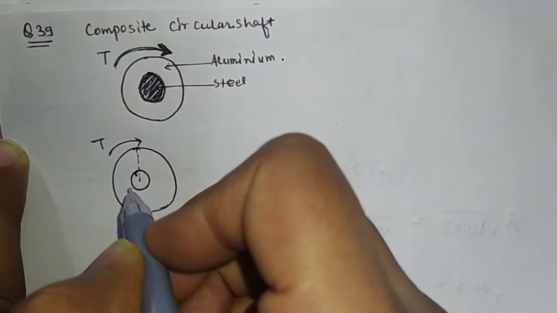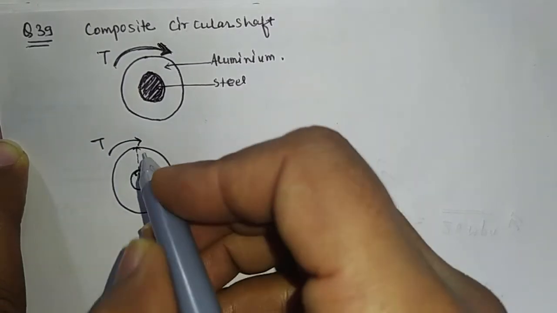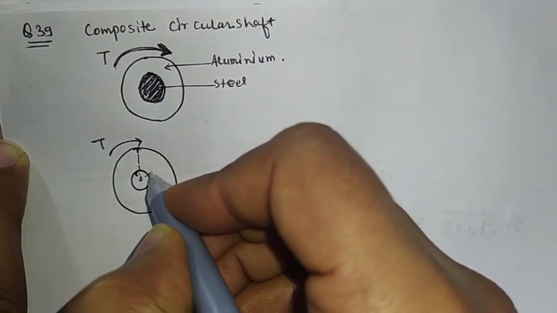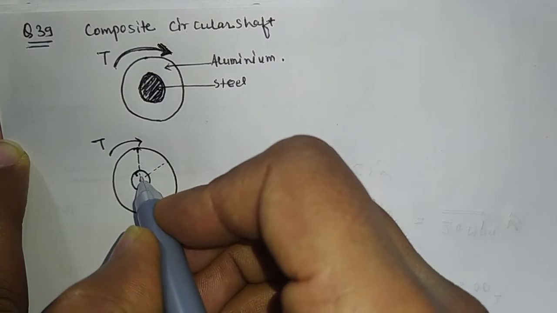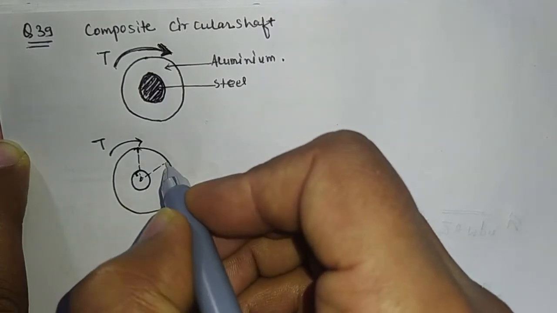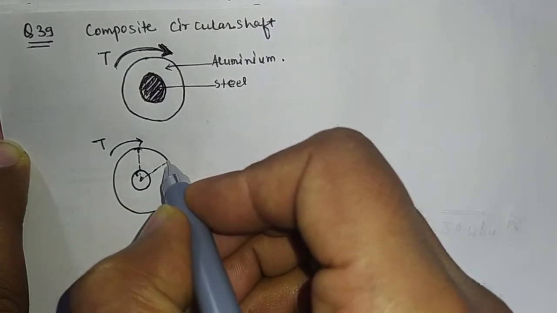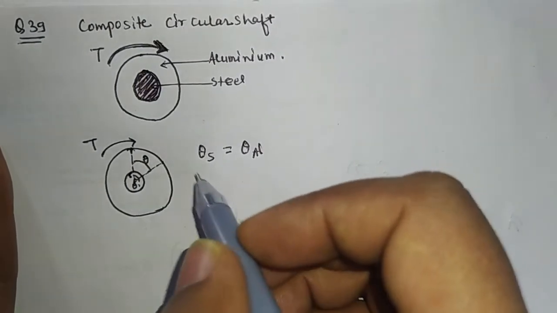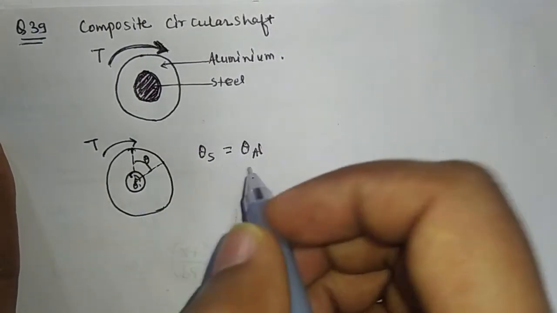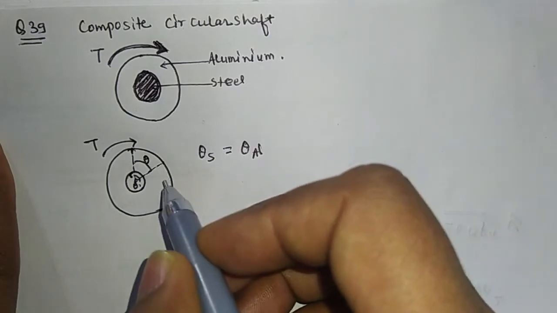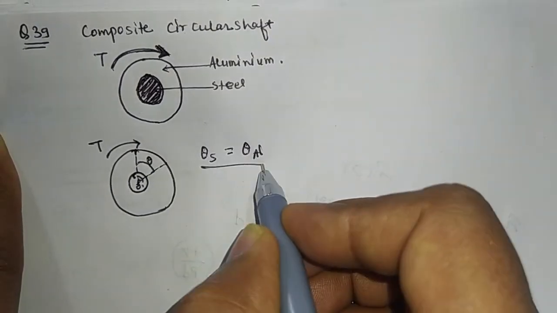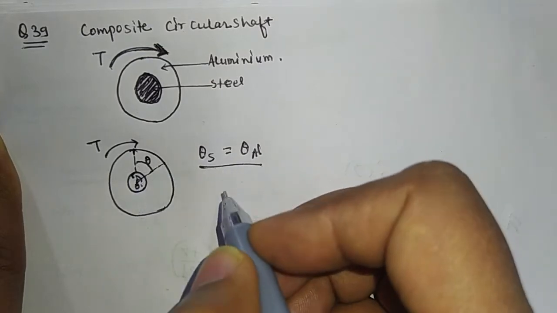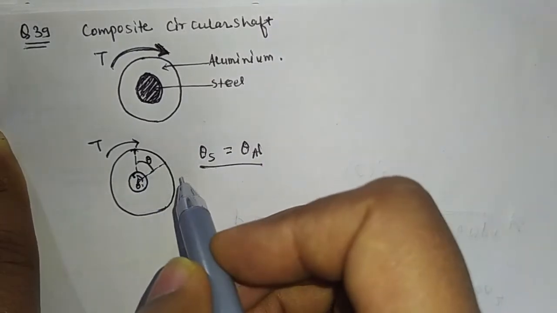When the composite shaft is subjected to a torque, what will happen? It will twist. For example, this line will come after some time to this location. So the angle of twist theta will remain the same for the steel core and the aluminum outer ring. So it means that the shear strain will remain the same. Angular deformation will remain the same for both the materials.